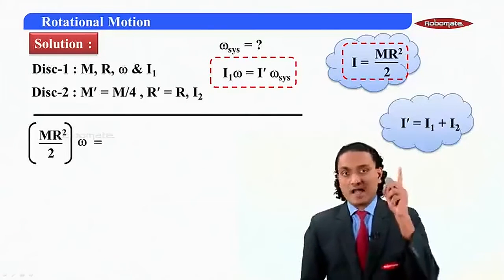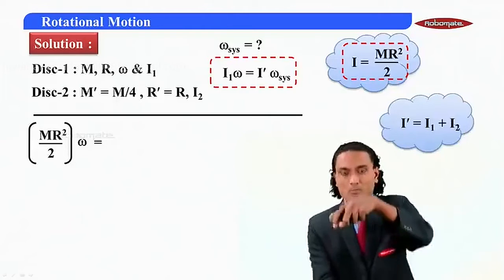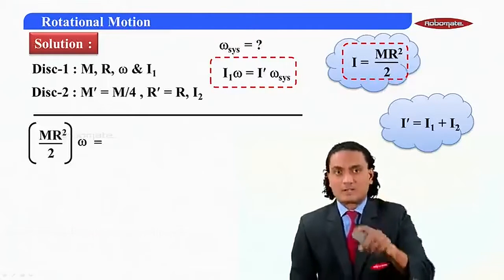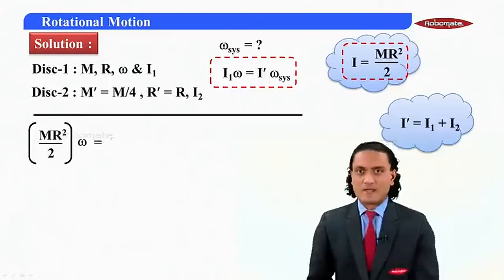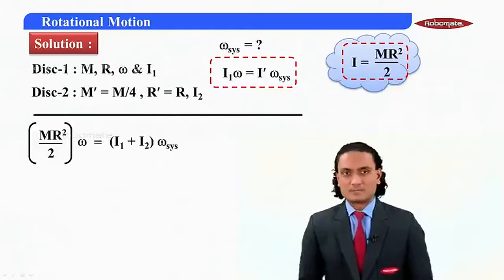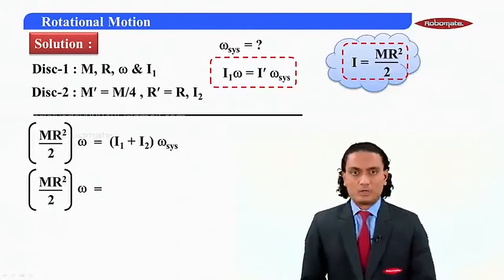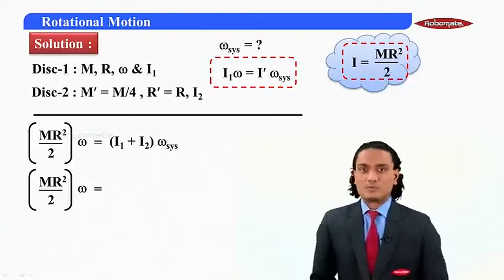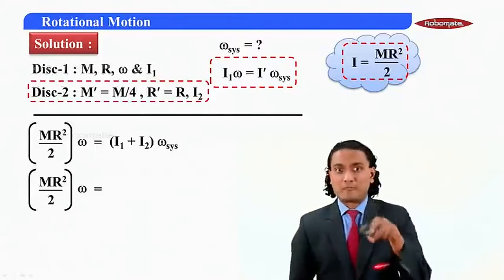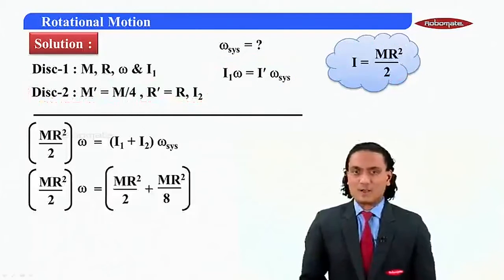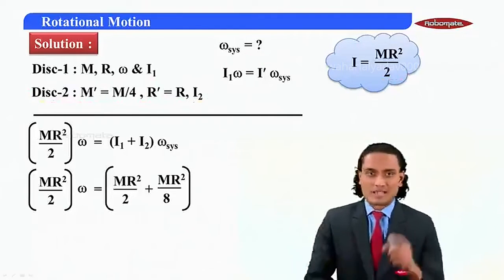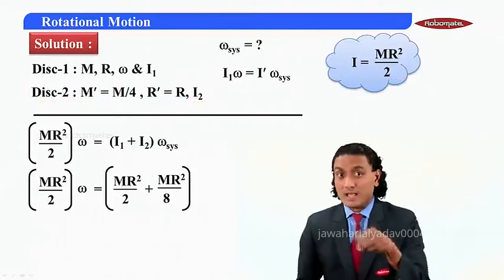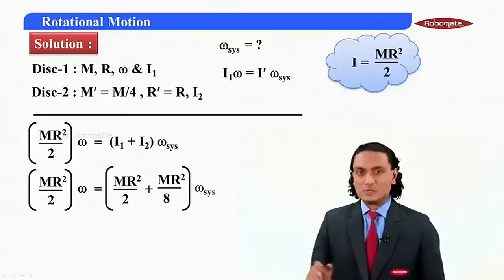Now students, here I dash is I1 plus I2. Why? Because now both the discs are kept together. So the total moment of inertia is the moment of inertia of the first disc plus that of the second disc. So I can write I1 plus I2 into omega system instead of I dash. Now mr square by 2 into omega equals, we know I1 is mr square by 2. What is I2? For the second disc, only the mass is changing, it becomes m by 4. If you substitute mass as m by 4, you get mr square by 8, into omega system.